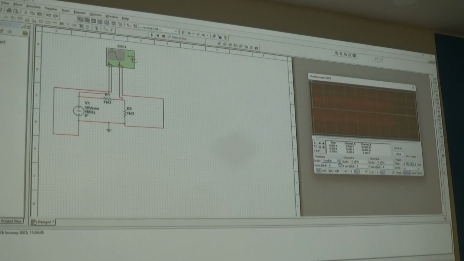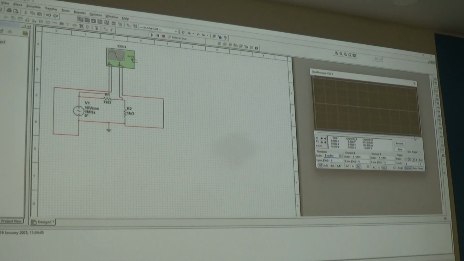look what we've got now. So that's particularly sampling very well, isn't it? But you can kind of see that now I can see that waveform.